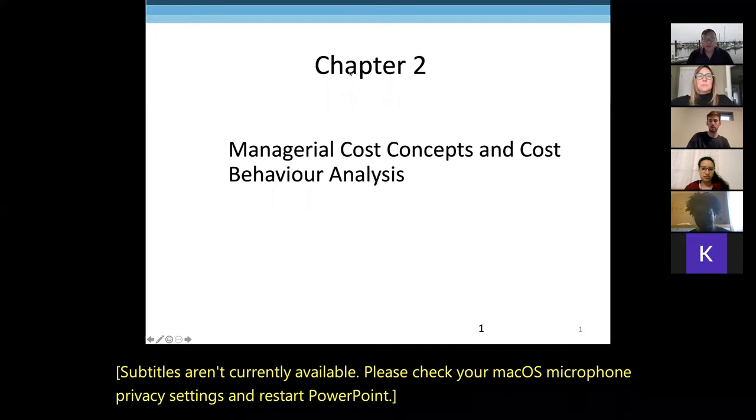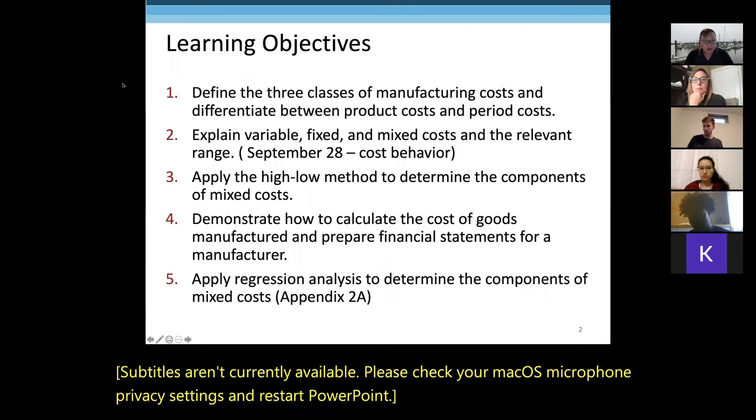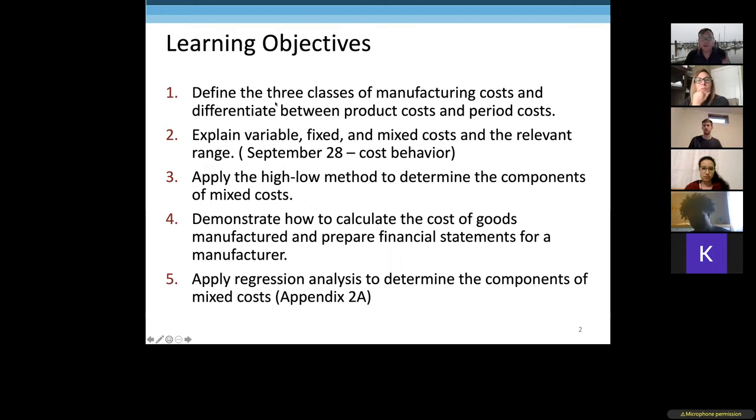Okay, so chapter two is about managerial cost concepts and cost behavior analysis. There are five learning objectives. The first one is about the three classes of manufacturing cost. If you have read the book, you have learned that it's direct material, direct labor, and the manufacturing overhead. And you'll be able to tell the difference between the product cost and the period cost. What is the difference between the two?